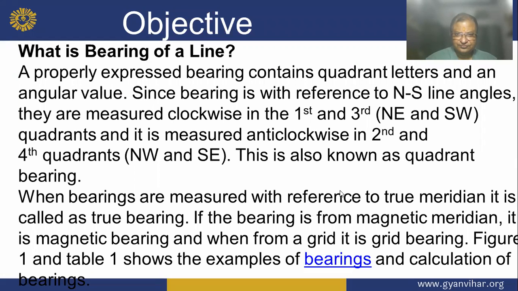Now, when bearings are measured with reference to the true meridian, it is called a true bearing. If the bearing is from the magnetic meridian, it is a magnetic bearing, and when from a grid, it is a grid bearing. So, an example of bearing and calculation is given.